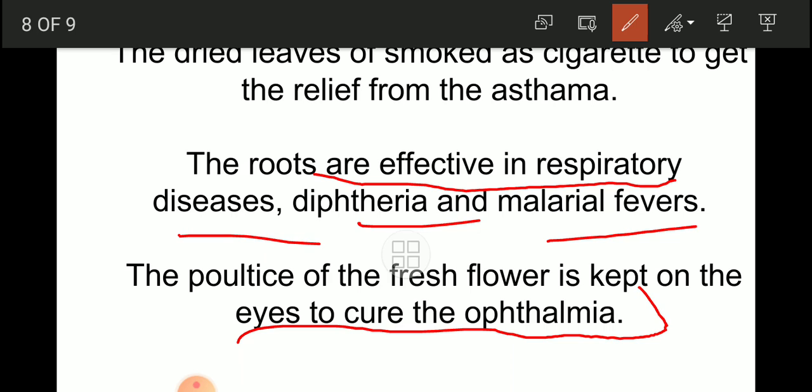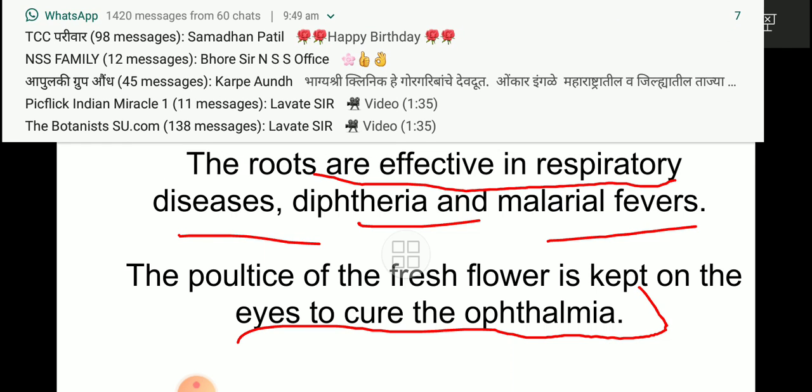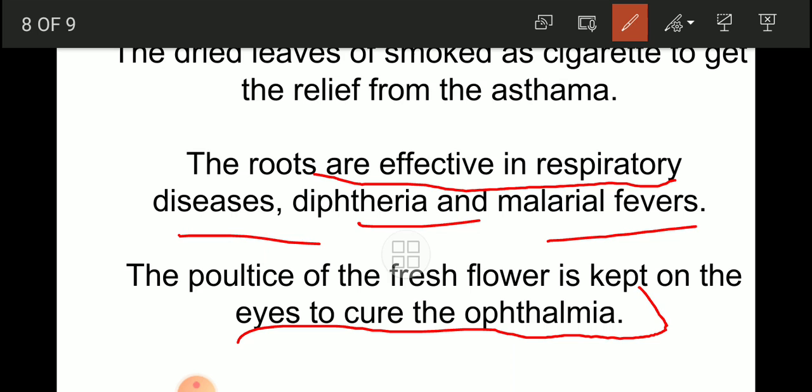It is useful for body pain, asthma, rheumatism, and malarial fever. Again, suppose we want relief in the eyes, where there is inflammation or some other type of irritation. In such cases we have to use the poultice of a fresh flower. So as we have seen, the part of the plant that is most useful is the leaves. Roots and flowers of this plant are also used to cure diseases.